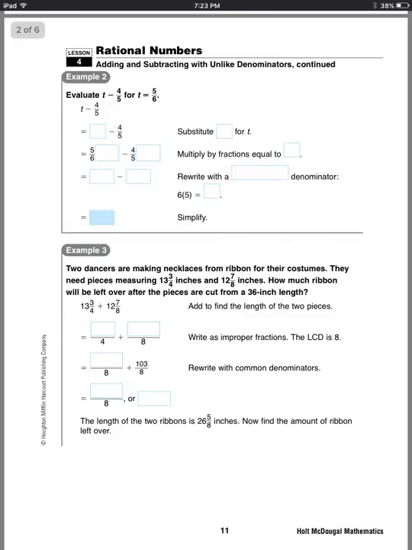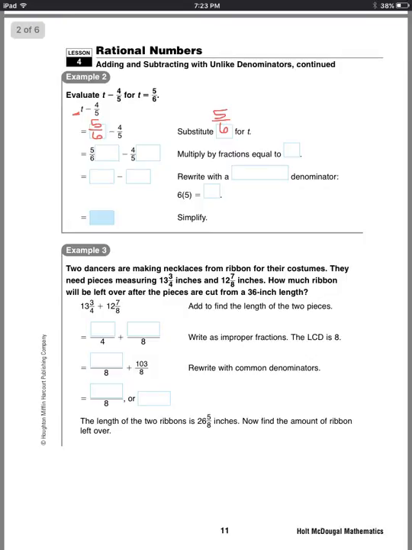On this example, we are going to evaluate. Find an answer, and they're going to give us a value for the variable, which is the letter. So they say evaluate t minus 4/5 for t equals 5/6. So in for t, which is our first term, we're going to put 5 over 6. So we substituted 5/6 for t because it told us to.